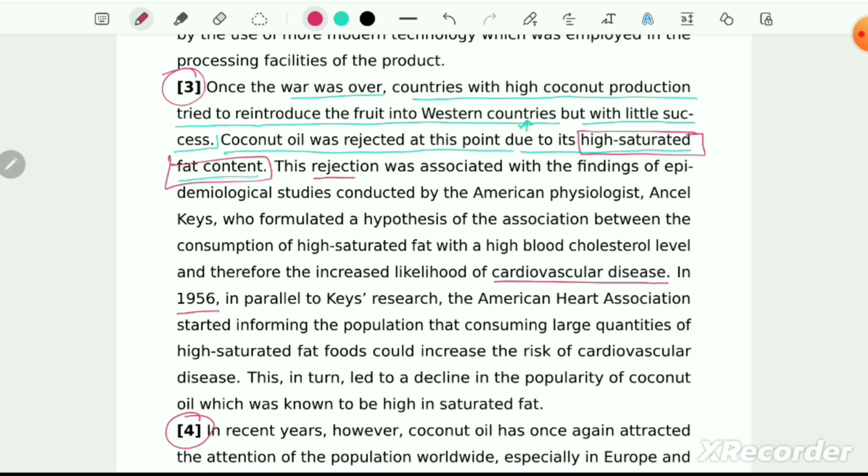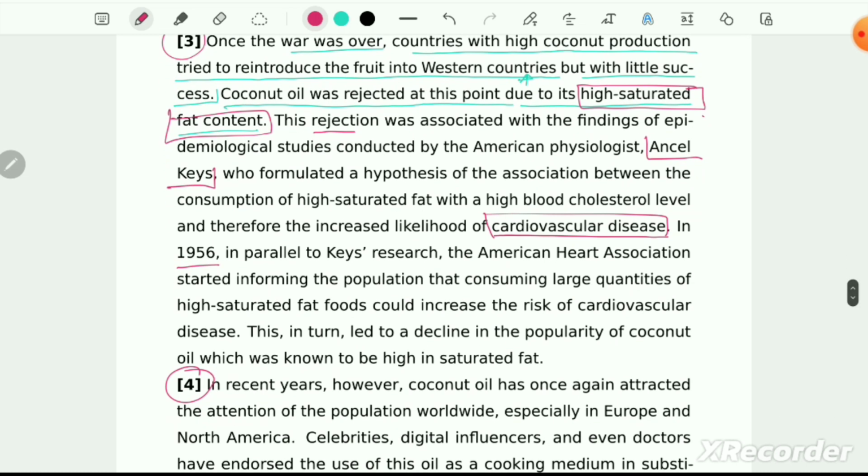This rejection was associated with the findings of epidemiological studies conducted by the American psychologist. So the psychologist's name is Ancel Keys, who formulated a hypothesis of the association between the consumption of high saturated fat with high blood cholesterol level, and therefore the increased likelihood of cardiovascular disease. Okay, so this sentence is important.